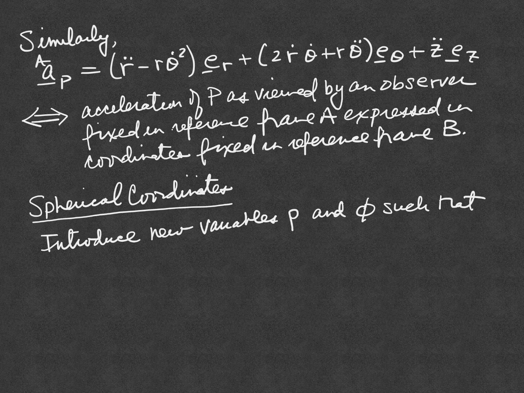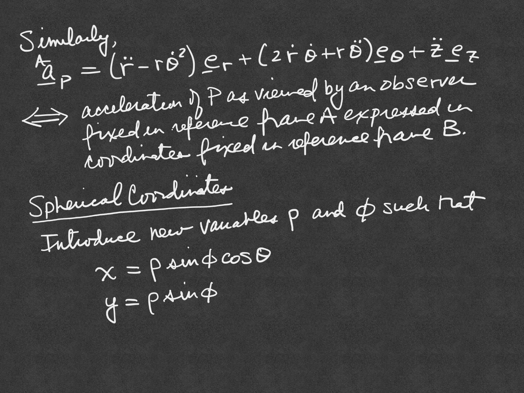So the first thing I'm going to define is as follows. x is going to equal rho times the sine of phi times the cosine of theta. y is going to equal rho times the sine of phi times the sine of theta. And then z is going to equal rho times the cosine of phi. Now, in order to be able to see what this looks like, let's put it on the diagram. I'm going to add to the diagram from what I had before.